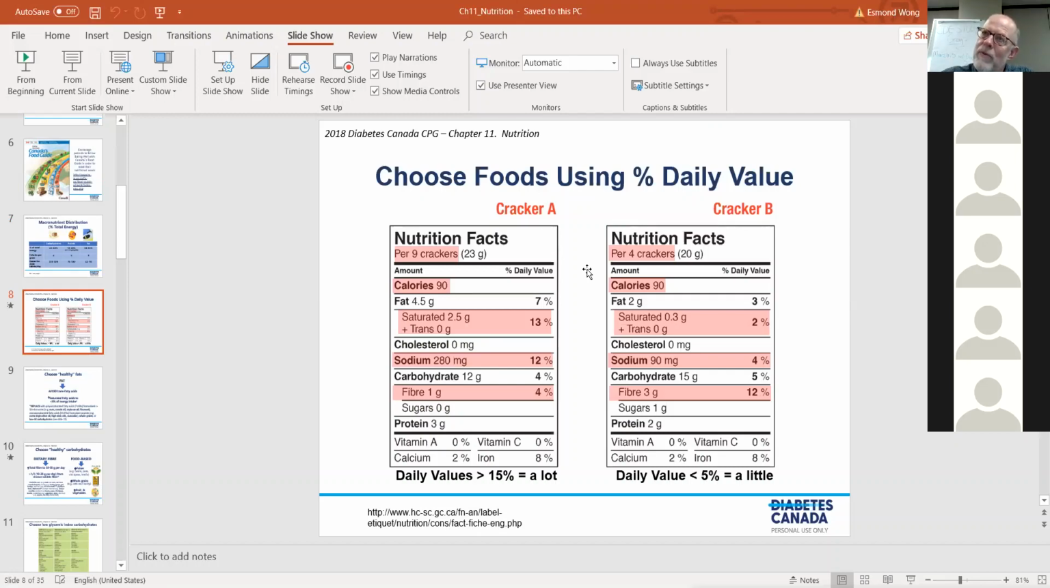So what they're recommending here is that if it's something you're trying to limit, like sodium, and it's more than 15%, that's a lot. You should probably make a different choice. You can look at the percent daily value of other things as well, but to me, that's less important.